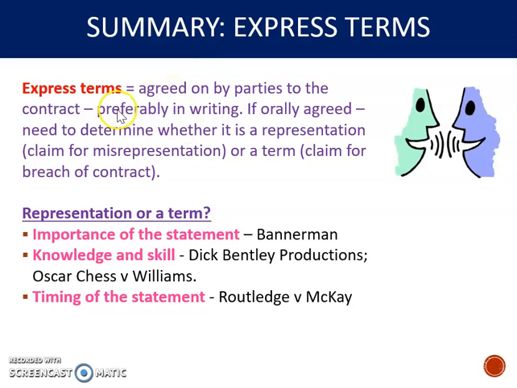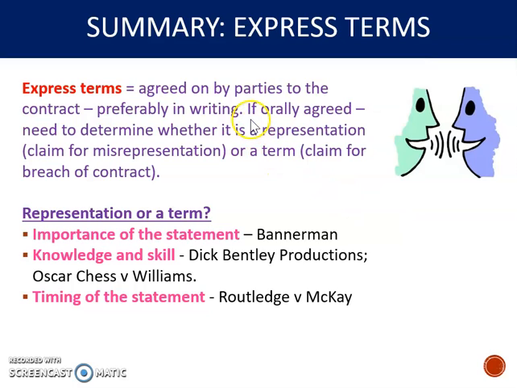And as it says here, preferably in writing. So we hope that all the terms of the contract that have been agreed on are going to be written in the contract. But of course, in the real world, there will be parts of the contract that are spoken in the run-up, in the negotiations before the contract's actually finalised.